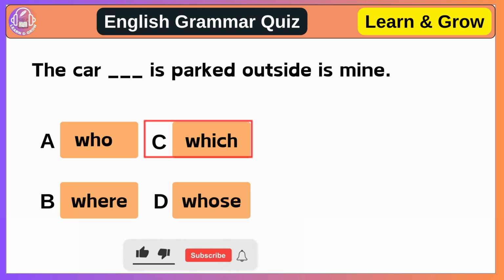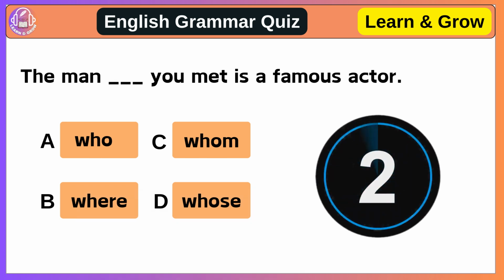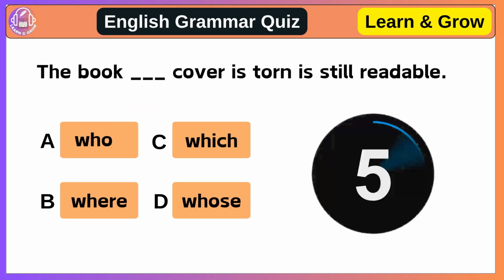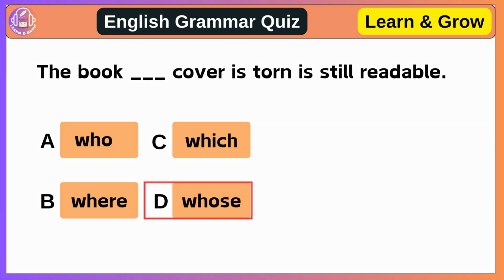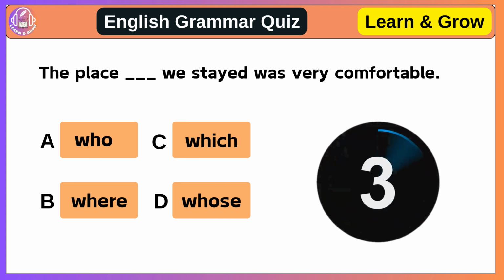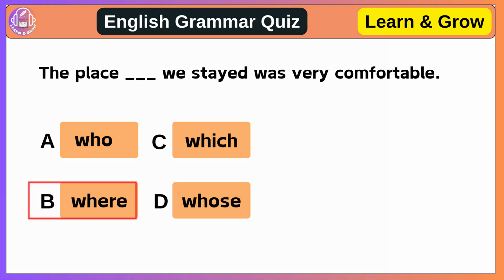Option C, which? The car which is parked outside is mine. Option C, whom? The man whom you met is a famous actor. Option D, whose? The book whose cover is torn is still readable. Option B, where? The place where we stayed was very comfortable.